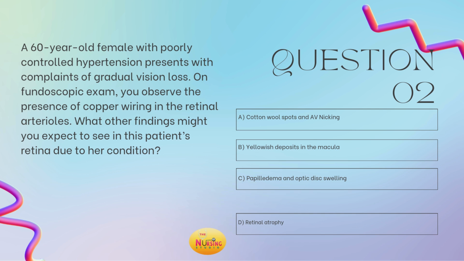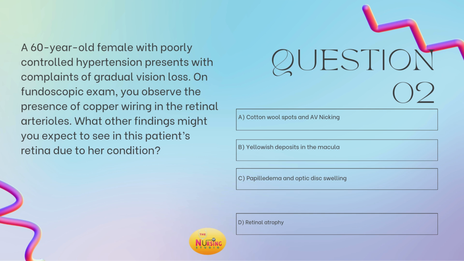All right, stem of the question here. What other findings might you expect to see in this patient's retina due to her condition? So, all right, so her condition, we note copper wiring in the retinal arterioles. We know she has poorly controlled hypertension. So what else is related to hypertensive retinopathy? So your best answer here is A, cotton wool spots and AV nicking. AV nicking, hypertensive retinopathy is that most common cause and source.